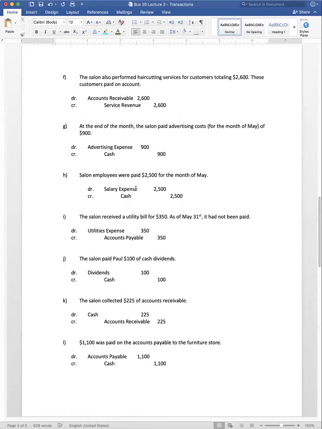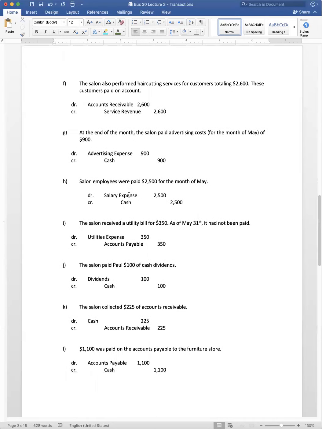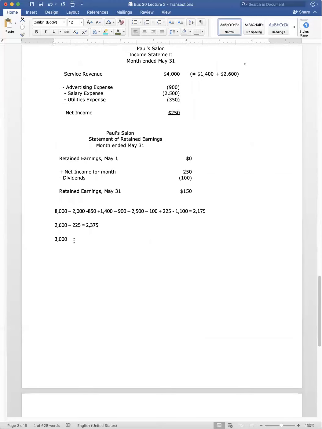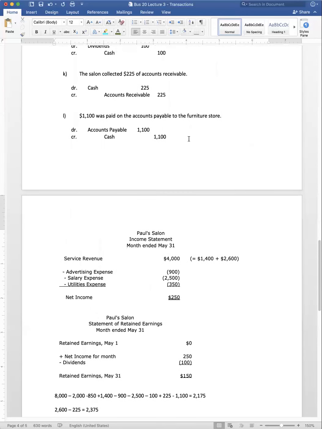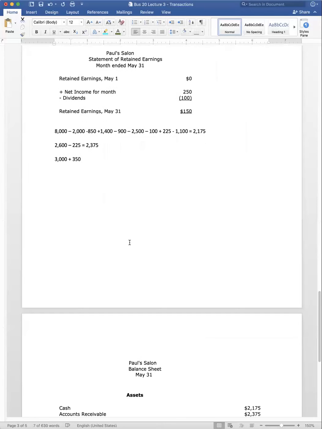All right, then let's see. Over here with the utility bill that we didn't pay, we had more debt, more accounts payable of $350. So we're going to add that, more debt. But then toward the end of the month, remember, we paid $1,100 to the furniture store. So we decreased our debt, decreased our accounts payable by $1,100.